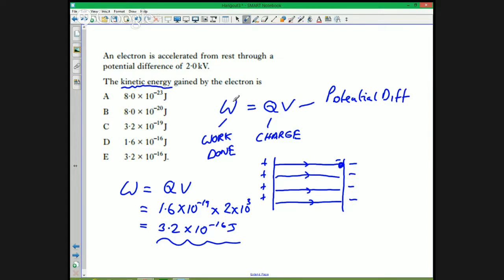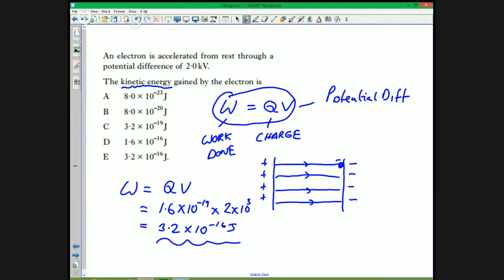Okay, so that's a very famous one. Just remember the equation, work done equals QV. Remember the charge on the particle. Charge on the electron is 1.6 times 10 to the minus 19 coulombs, the same as the charge on the proton. The proton is the same charge, 1.6 times 10 to the minus 19 coulombs.